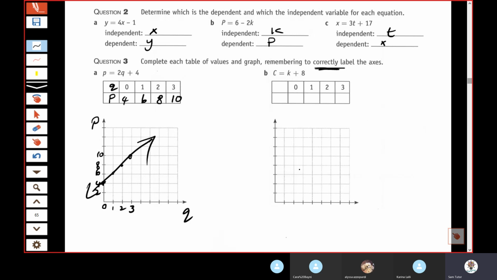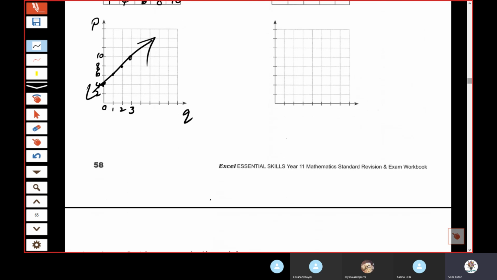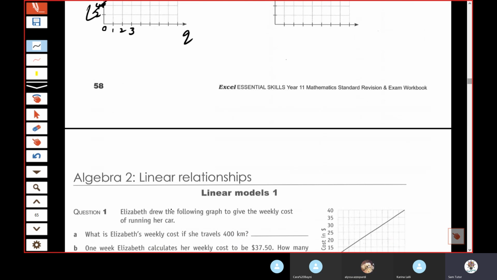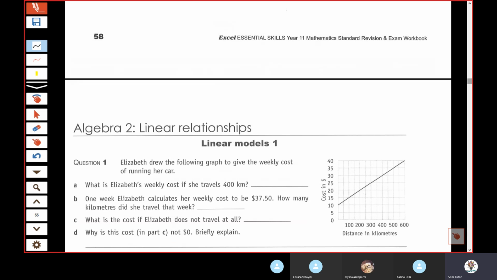All right, and then you guys can, I'm sure, finish this bit up if you need to. All right, the reason why you needed to know that is because we're going to apply this into finding profits, cost, distance, maybe speed, time, and so on.